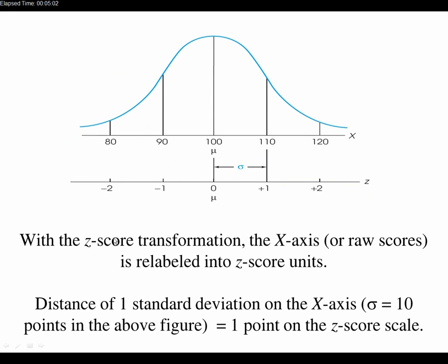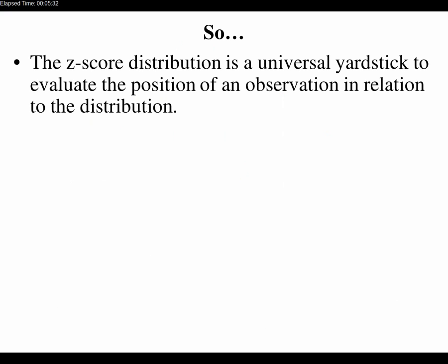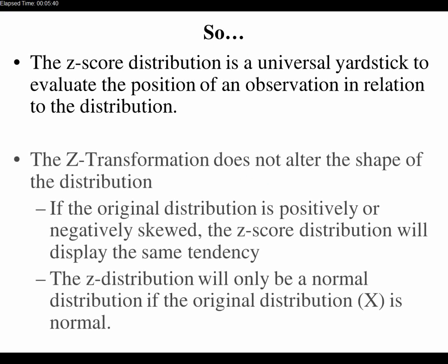Wow! So with the z-score transformation, the x-axis of raw scores is relabeled into z-score units. So it's no longer the x, it's now z-score units. Got it? A distance of one standard deviation on the x-axis, which equals 10 points in the above figure, equals 1 point on the z-scale. So the z-score distribution is a universal yardstick to evaluate the position of an observation in relation to the distribution. Pretty neat, really, when you think about it.